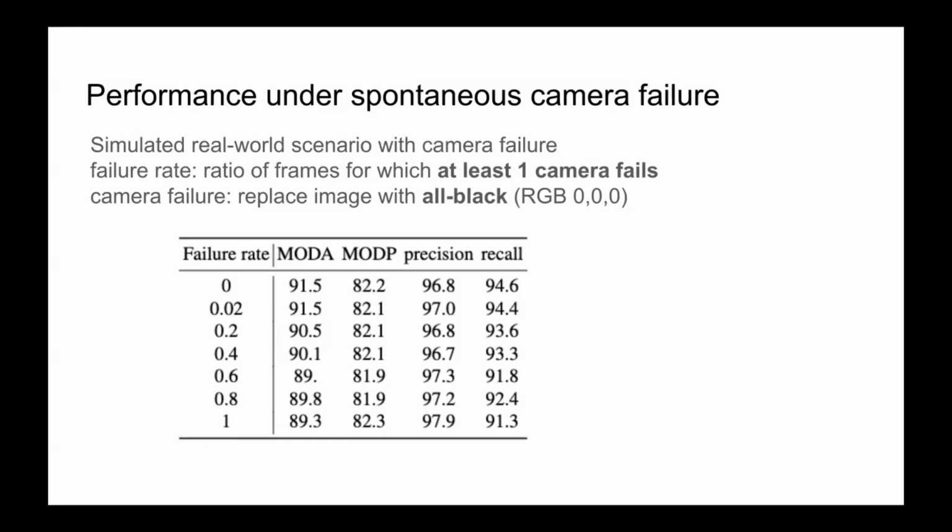So here you can see that as the failure rate increases, performance degrades. However, I would like to point out that the difference is not that large. And also for a realistic estimate case, which is roughly 2%, 0.02, there's actually no degradation in most of the metrics, close to no degradation. And this shows that our method is reasonably robust in real-world situations.